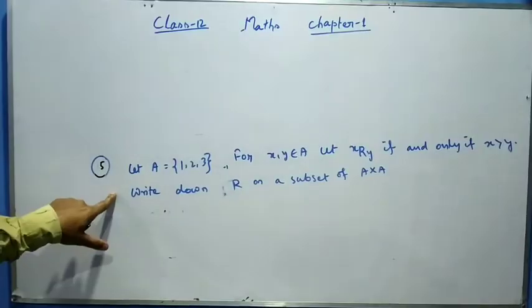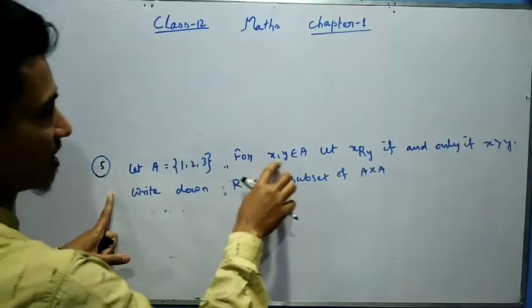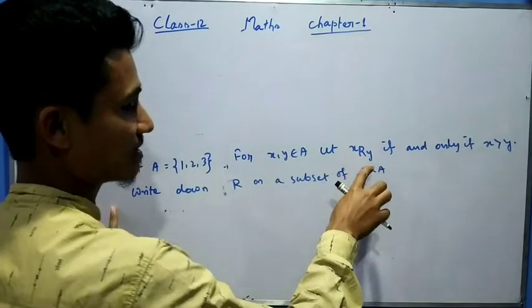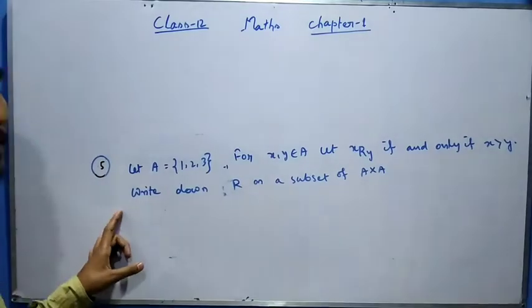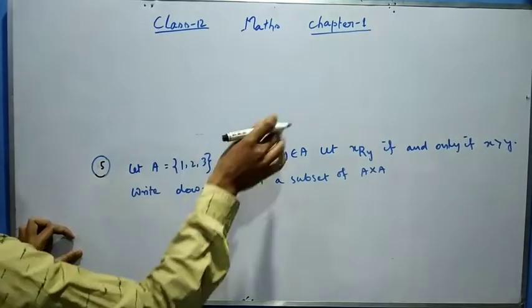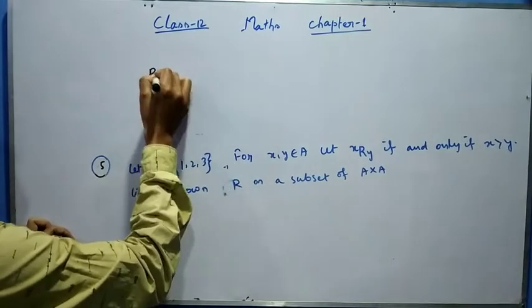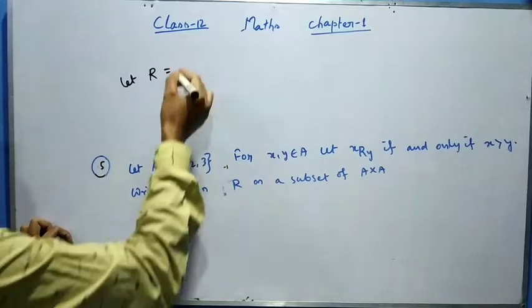Okay, so see question number 5. Question number 5, what does it say? Let A equal to 1 to 3. For x comma y belongs to A, let x be related to y if and only if x is greater than y. Write down R as a subset of A cross A. So here the set is not defined in set builder form. We try to define it.